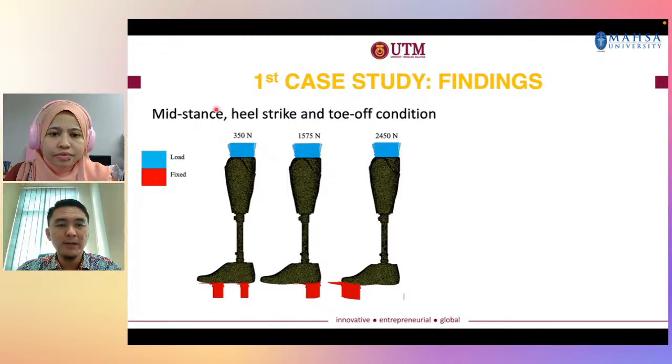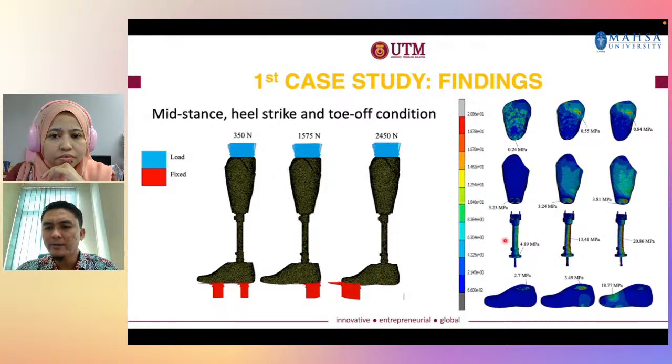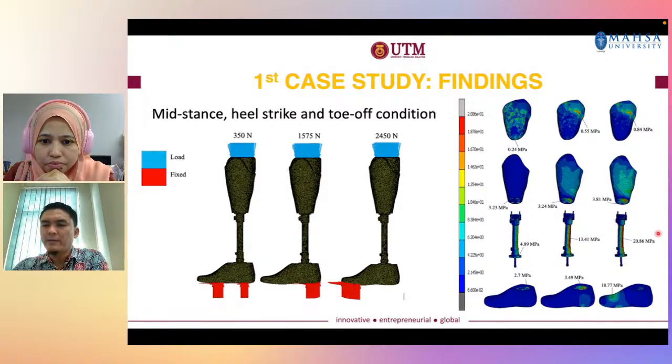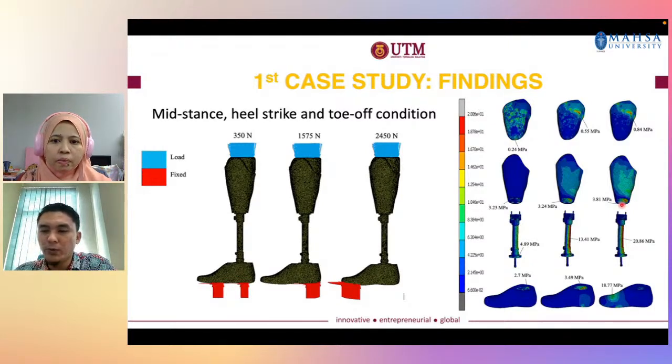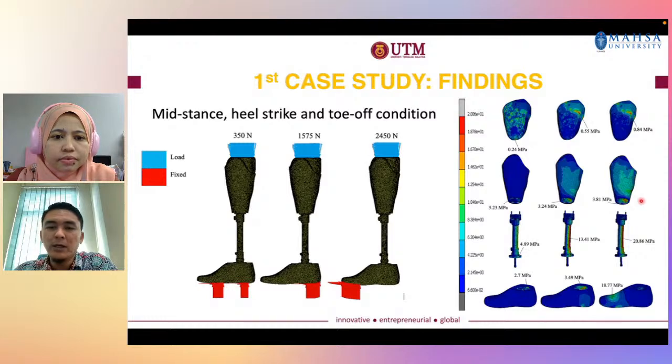For example, mid stance, heel strike and toe off condition, with different forces exerted on the skin. And then there are the results. You can see here that no failure happens to any parts, particularly the socket itself. So the stress is not beyond the yield strength. Okay, so we believe that the material from the 3D printing filament does not have any problem if we use it for the prosthetic leg.